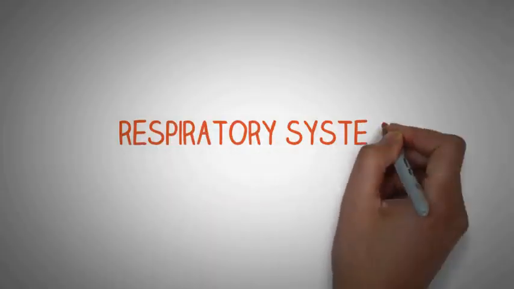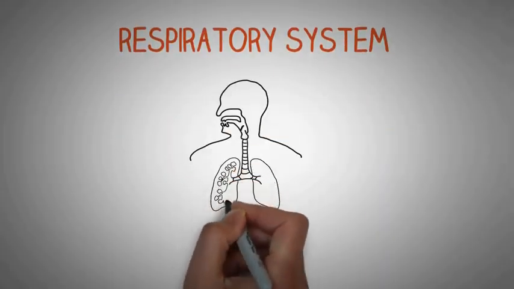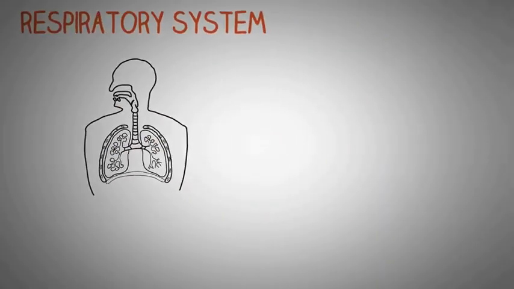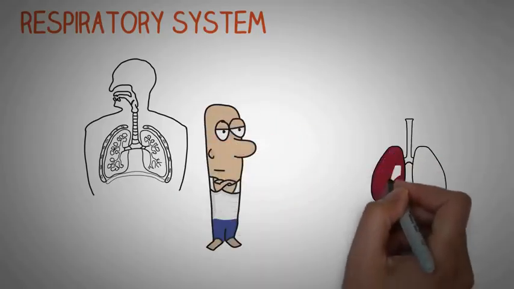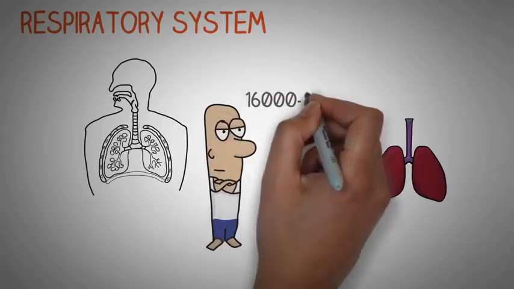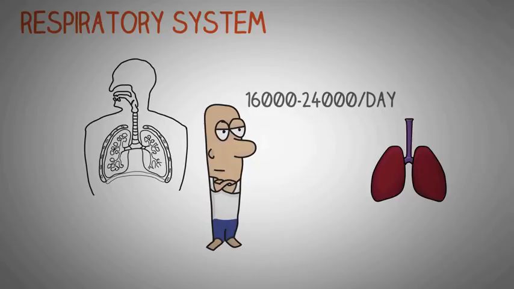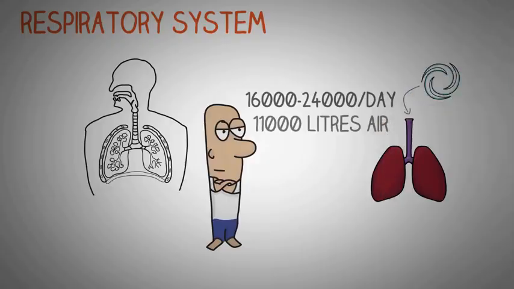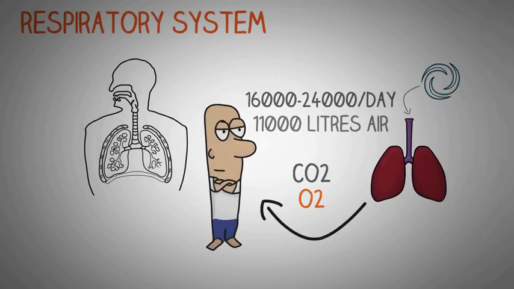In this video, we will study the respiratory system. The human respiratory system is one of the most vital organ systems of the body. We breathe about 16,000 to 24,000 times per day, which exchanges about 11,000 liters of air with the atmosphere. In this process, the oxygen of the atmospheric air is delivered to the human body, which is then utilized by all the tissues, and the carbon dioxide which is produced by the human body is exported to the lungs and then exchanged with the atmospheric air.